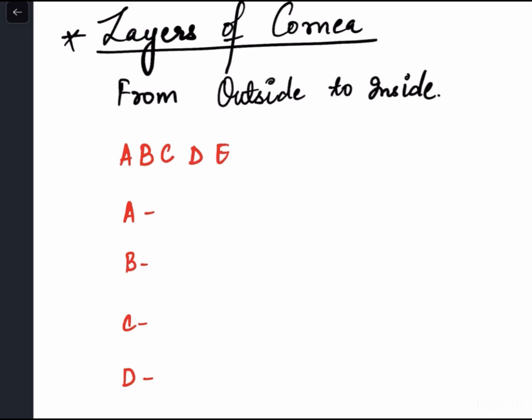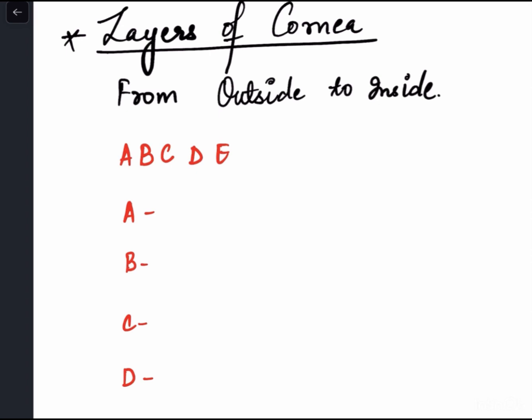So, as we all know, mnemonics play a very important role in medical life to learn and memorize important medical vocabulary. So today we will learn one mnemonic for the layers of the cornea, that is A, B, C, D, E, simple alphabetical order.